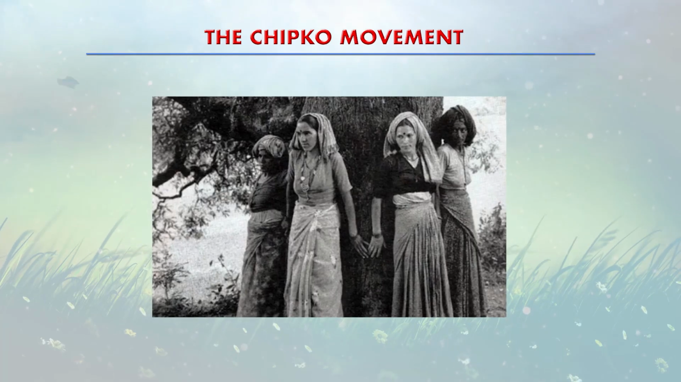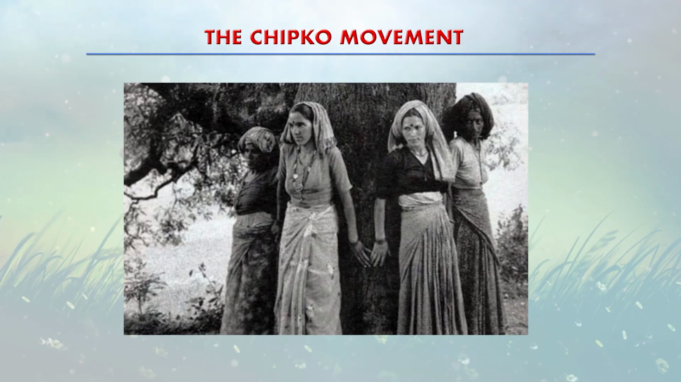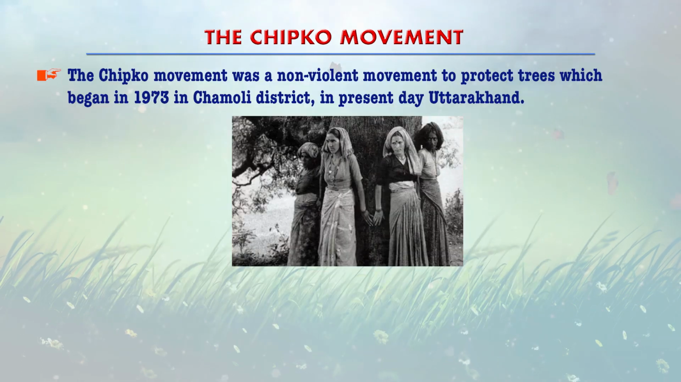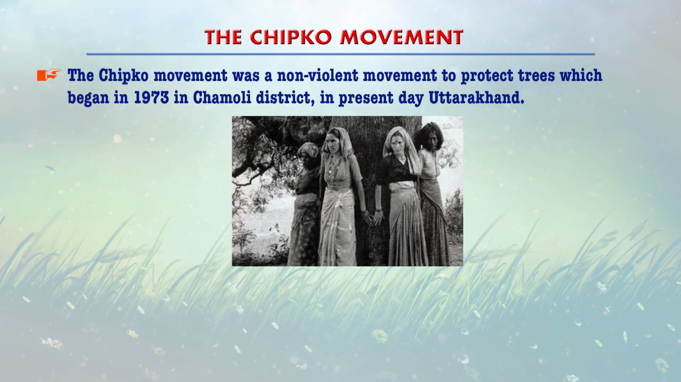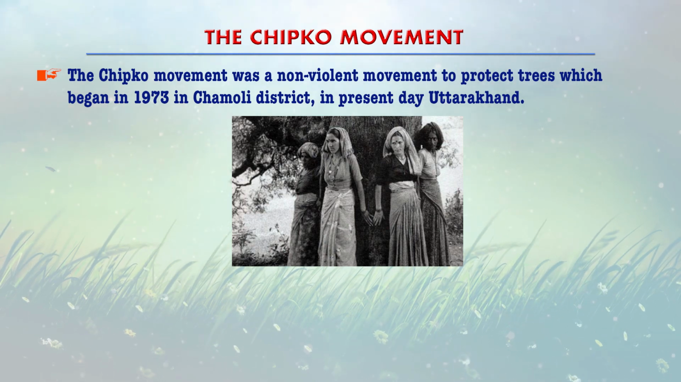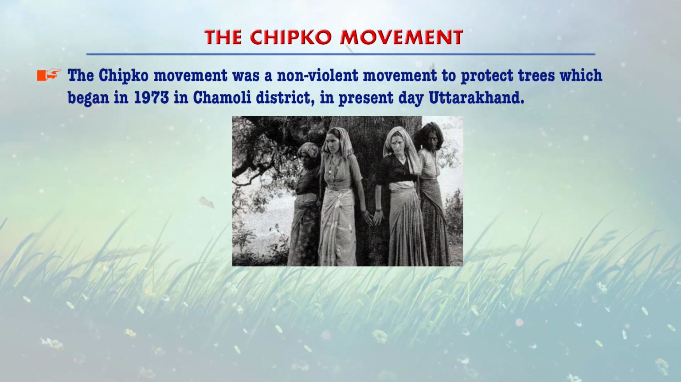The Chipko movement, which really has been one of India's most famous environmental movements, indeed, in fact, a globally renowned movement, which has inspired countless environmentalists all over the world. It was a non-violent movement to protect trees, which began in 1973 in the Chamoli district in present-day Uttarakhand.